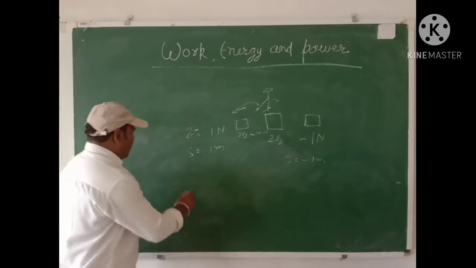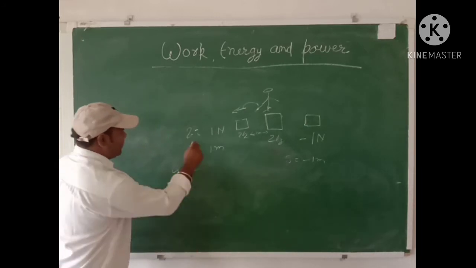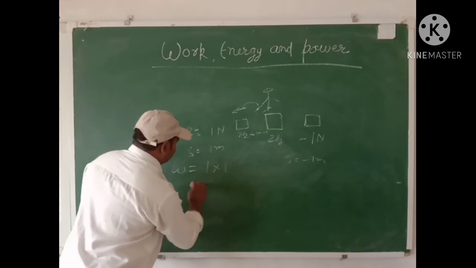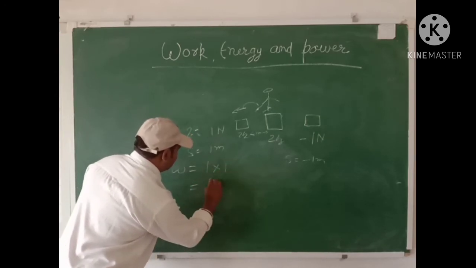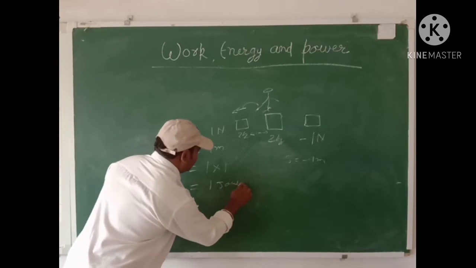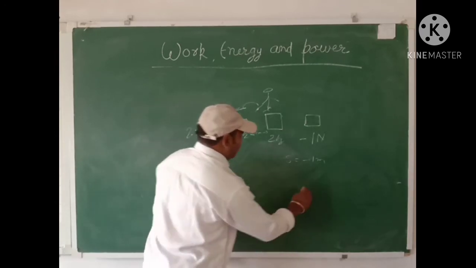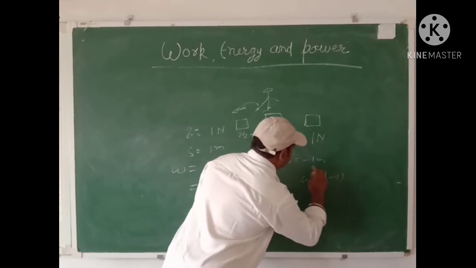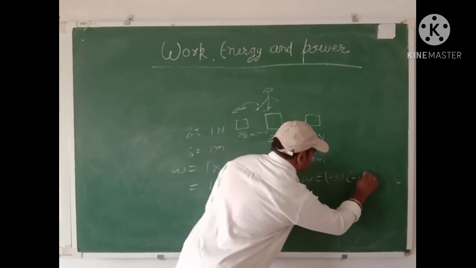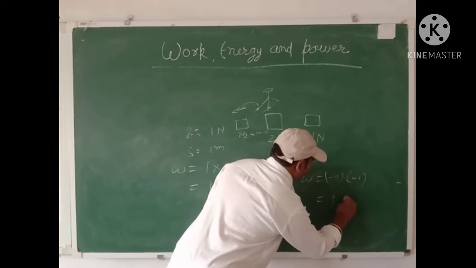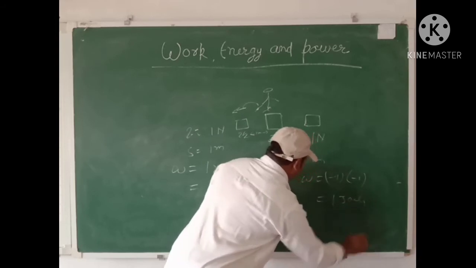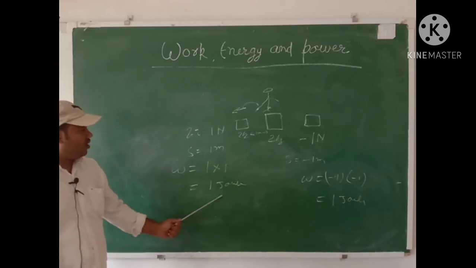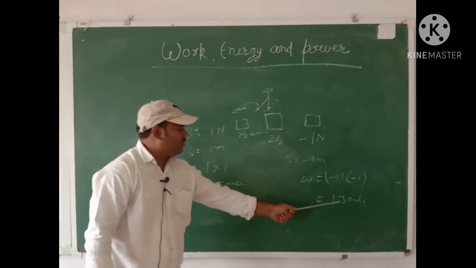So tell me, what is the work done here? Work done here is force into displacement. Force is 1 and displacement is 1. So work done is 1 joule. And what about here? Work done is equal to force, that is minus 1, and again displacement is minus 1. So 1 joule. We are getting the same work. 1 joule this side and 1 joule also this side.